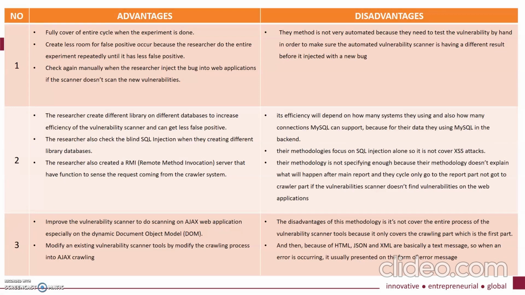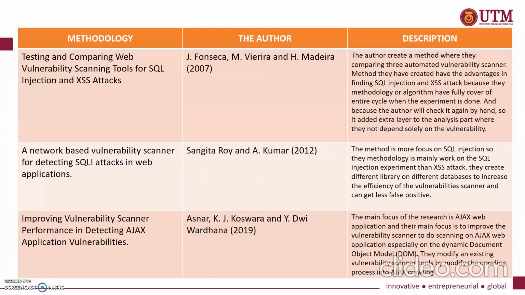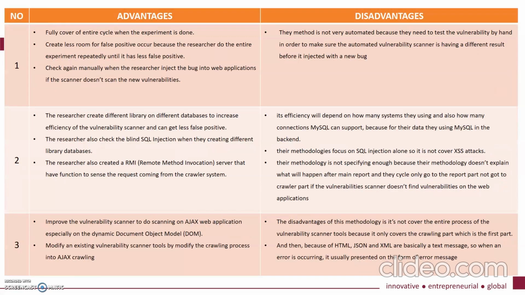This is the advantages and disadvantages. First, the advantages of the first one from the first title. Fully cover the entire sector when the experiment is done. Create less room for false positives to occur because the researcher does the entire experiment repeatedly until it has fewer false positives. And they can check again manually when the researcher injects a bug into the application if the scanner doesn't scan the new vulnerabilities.